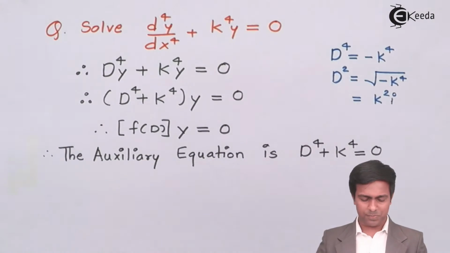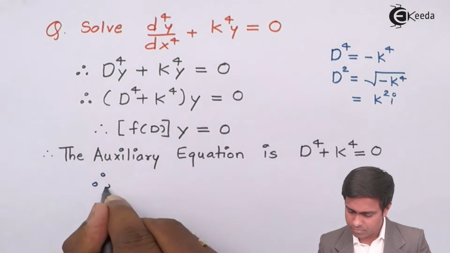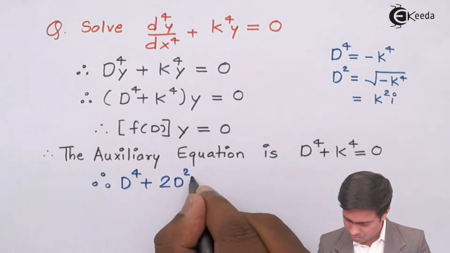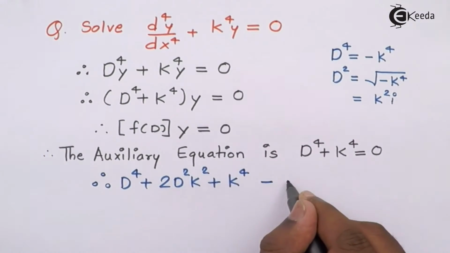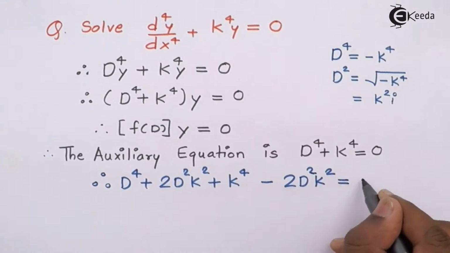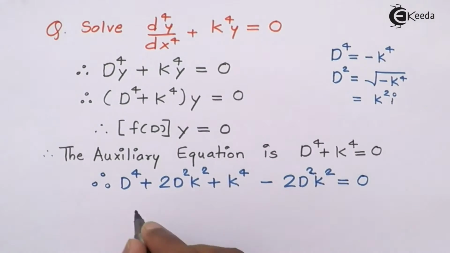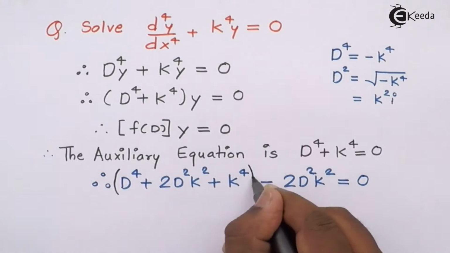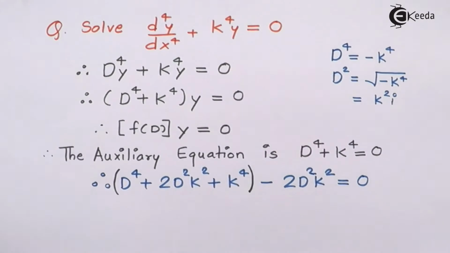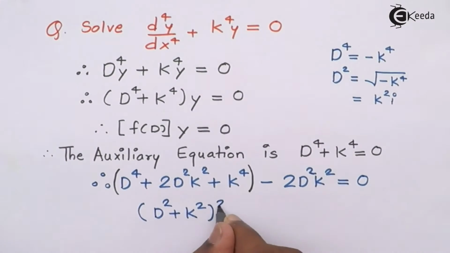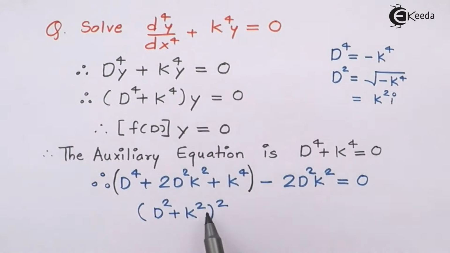So let's see how. So therefore, here I've added and subtracted 2d square k square. Now just observe the first three terms. These three terms I can replace by d square plus k square the whole square. If you expand this bracket by the formula a plus b the whole square, you get this expansion.